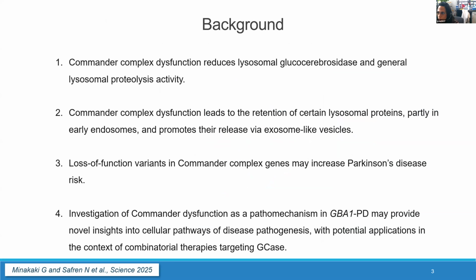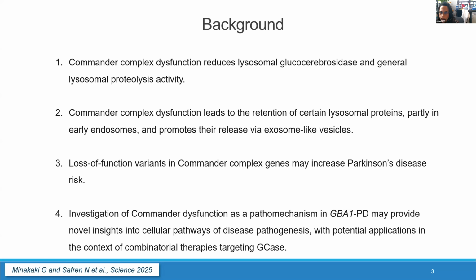Deficiency leads to a drop of GCase activity, but also general lysosomal proteolysis is deficient. And importantly, we have seen that commander complex deficiency generally affected the trafficking of certain lysosomal proteins. They cannot make it to the lysosome. And some of those proteins are released from the cell in association with exosomes and extracellular vesicles.